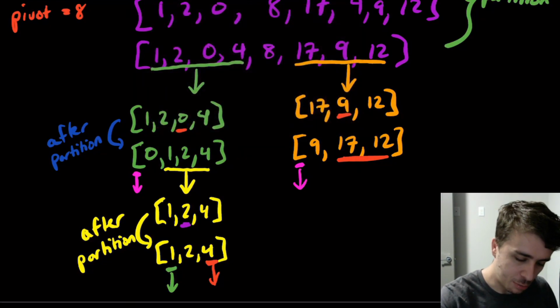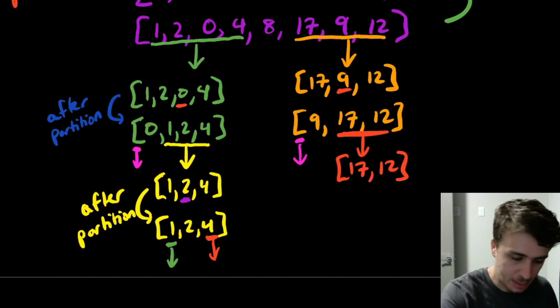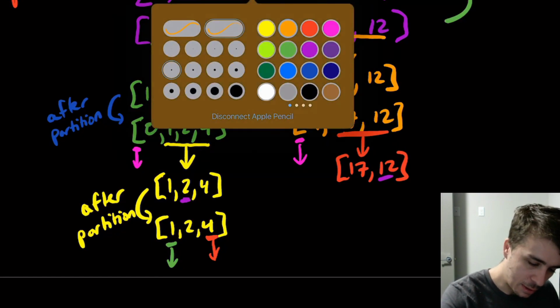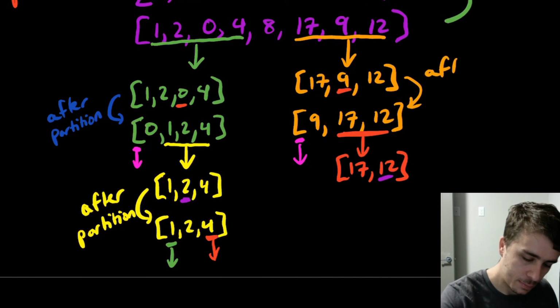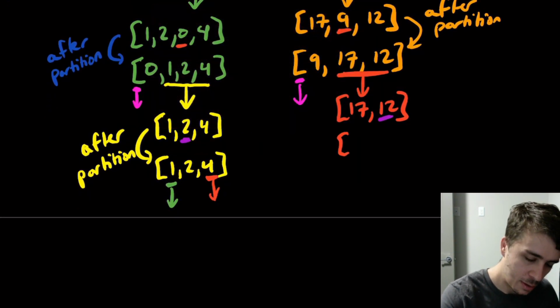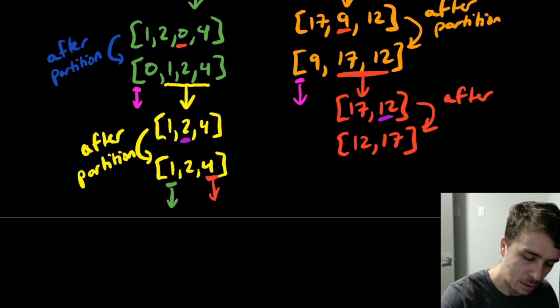Now let's do this one, which has 2 elements, so 17 and 12. So then now let's just pick a pivot element, which is, let's just say the 12 here, just as an example. Oh, I should say, so this is after partitioning. And then now we're going to put the 17 on the right side of the 12. So we have 12 and 17. So this is again after the partition.